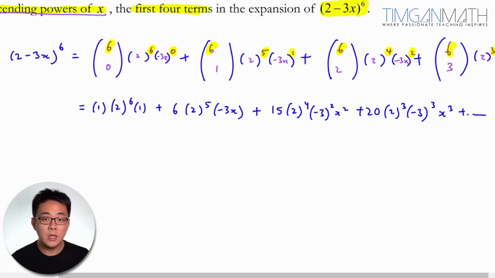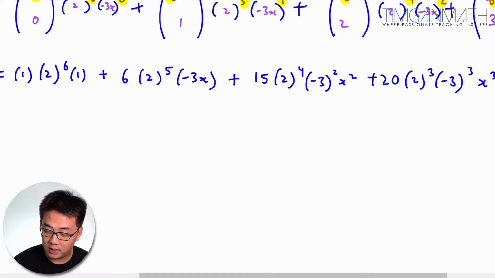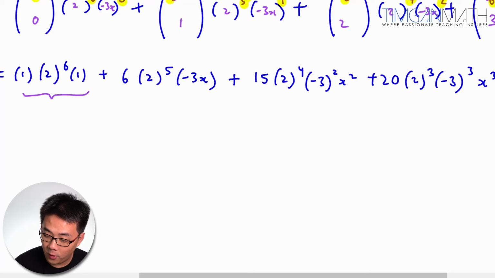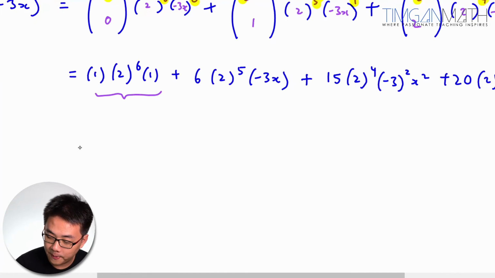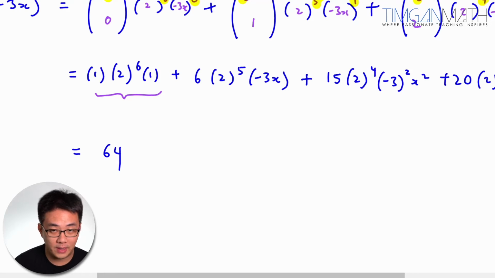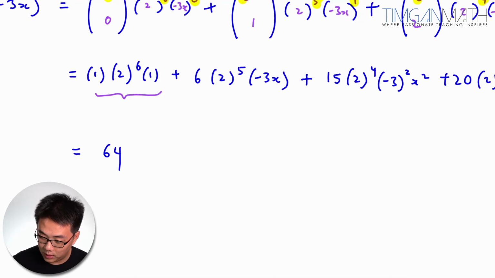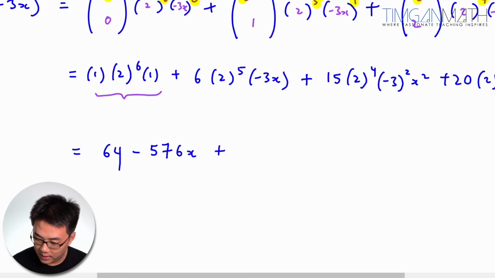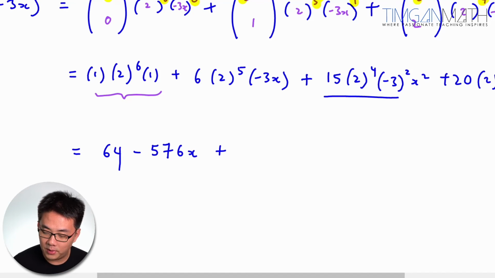This is how you expand it. Then the next thing is just to key in the calculator for this expression. 2 to the power of 6 times 1 is just 64. The next is 6 times 2 to the power of 5 times negative 3. These are all just calculator work, so I don't think I need to show you how to key all this in. This will be negative 576x.